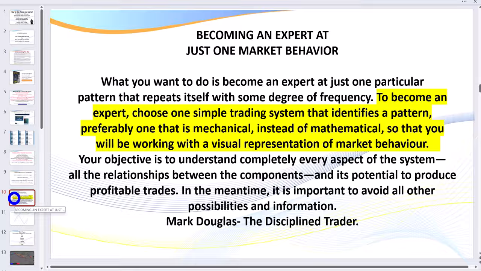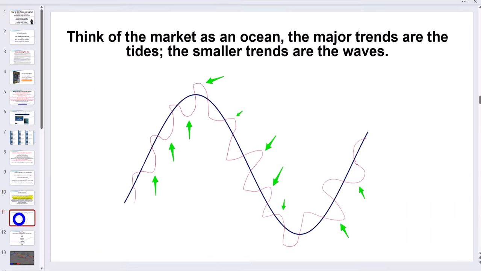Now how do we do this? Mark Douglas, who wrote the great book The Disciplined Trader, as he states, if you want to become an expert, choose one simple trading system that identifies a pattern. All of my strategies are based on patterns, because as humans we're very good at visualizing, very good at identifying patterns, so it makes trading so much easier.